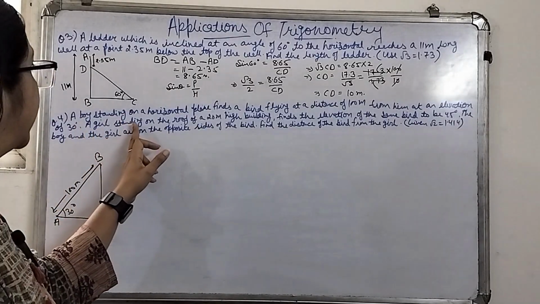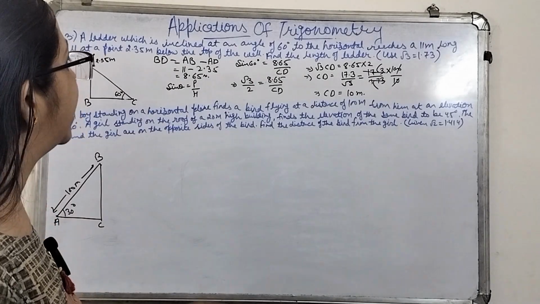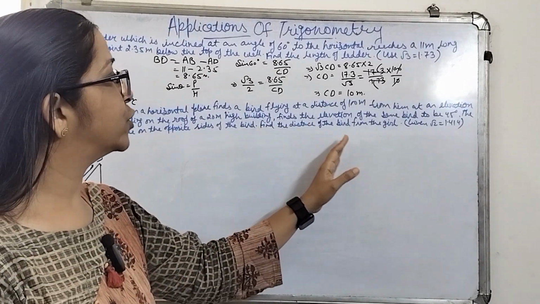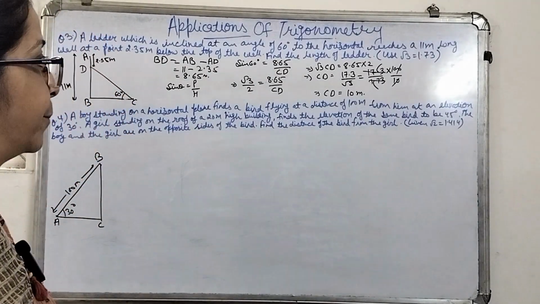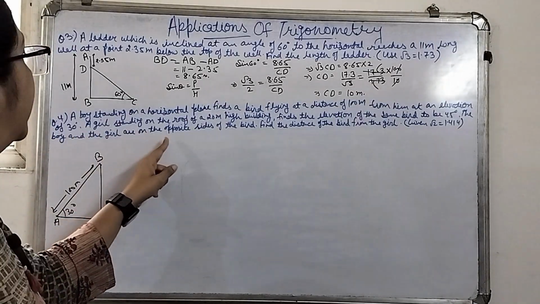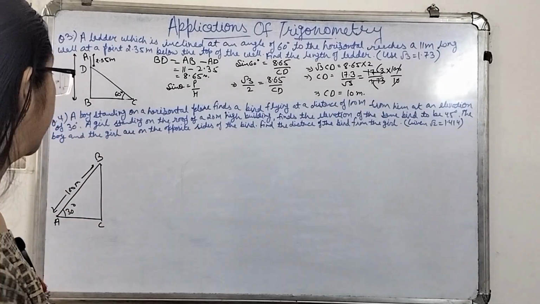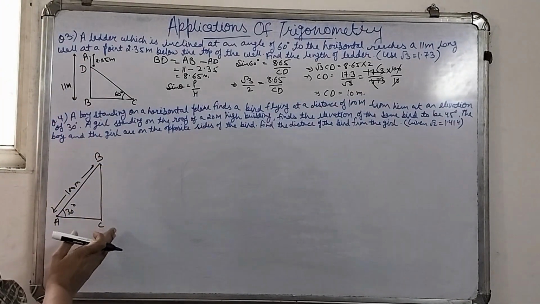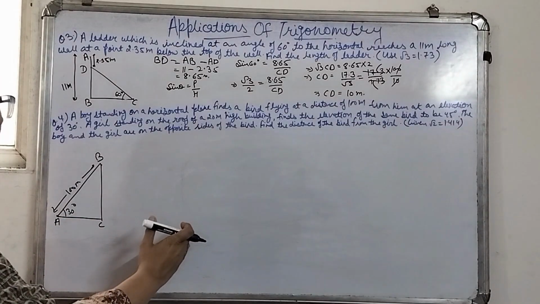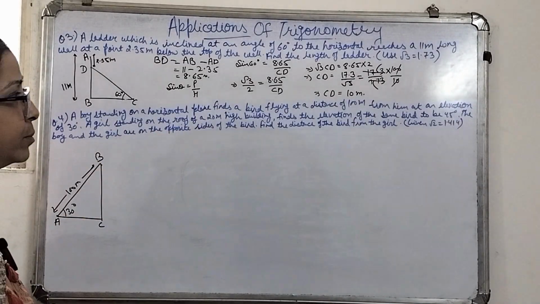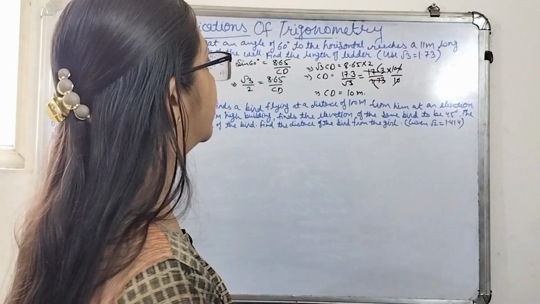Now a girl standing on the roof of a 20 meter high building finds the elevation of the same bird to be 45 degrees. The boy and the girl are on opposite sides of the bird. That means if the bird is here and the boy is here, the girl will be on this side, because they are on opposite sides of the bird. Find the distance of the bird from the girl.